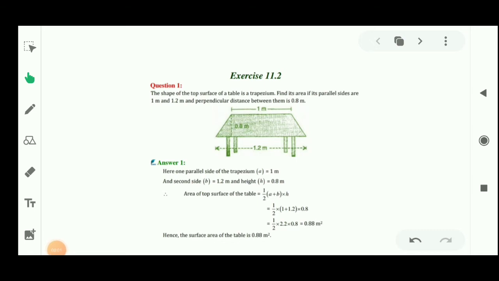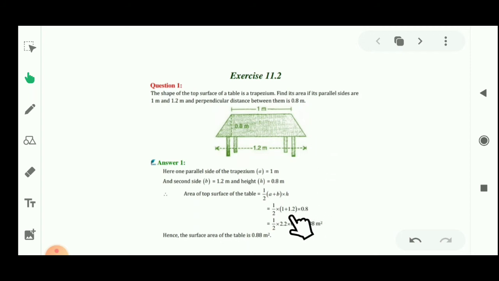Now students, let's see the exercise number 11.2, question number 1, that is: the shape of the top surface of a table is a trapezium. Students, you can see its top surface is the shape of a trapezium. Now students, you have to find out its area. Its parallel sides are given, that means 1 meter and 1.2 meter, and the perpendicular distance between them, that means height, is given 0.8 meter.